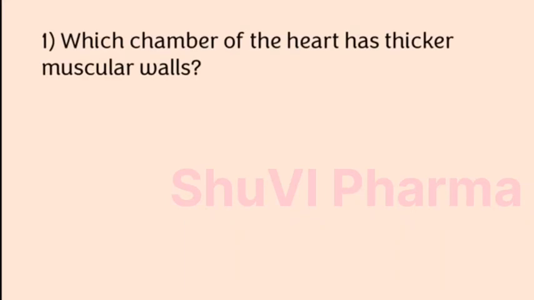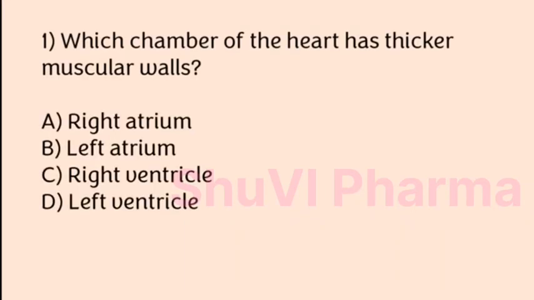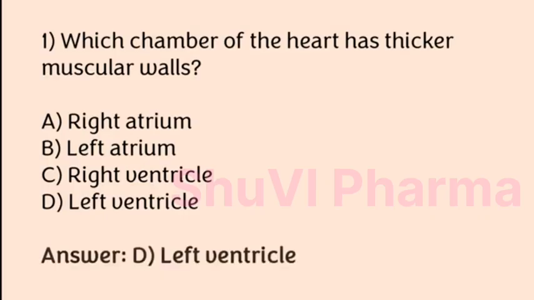Which chamber of the heart has thicker muscular walls? Right atrium, left atrium, right ventricle, left ventricle. The correct answer is option D, left ventricle.